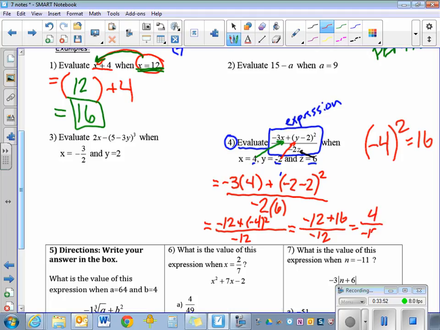Divided by negative 12. And we can simplify that. Remember, reducing fractions, we can reduce both the numerator and the denominator by 4. So 4 divided by 4 is 1. Negative 12 divided by 4 is negative 3. So my final answer is negative 1/3. Questions on this?